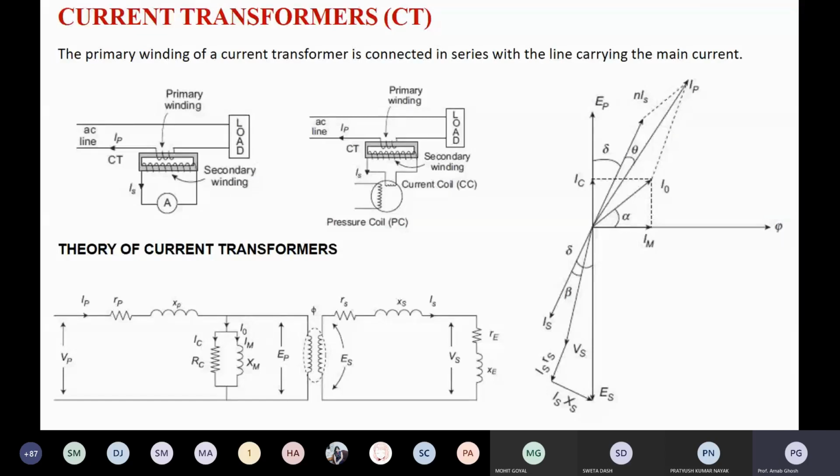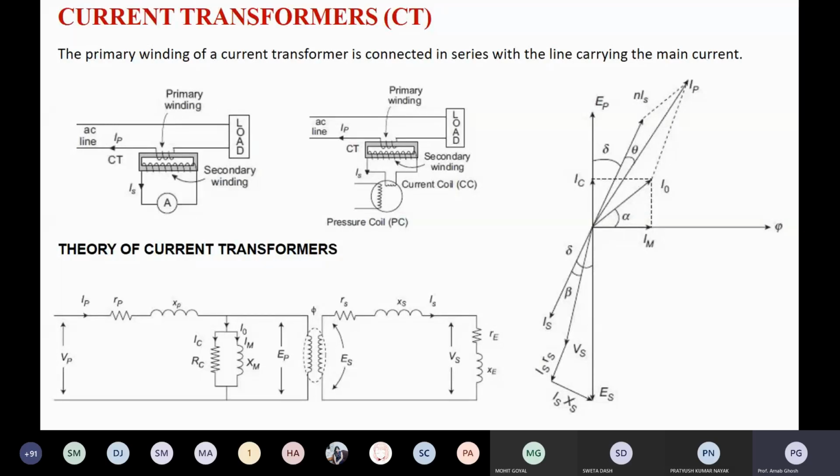From the diagram you can see that an AC line is there and a load is connected. The primary winding is connected in series with the CT, and the secondary side is connected with the ammeter. If you have a huge amount of current on the input side, normally the rating of the CT is like 5000 is to 1 ampere, meaning input side 5000 ampere, output side maybe 1 ampere, maybe 5 ampere, or 1000 is to 1 ampere.